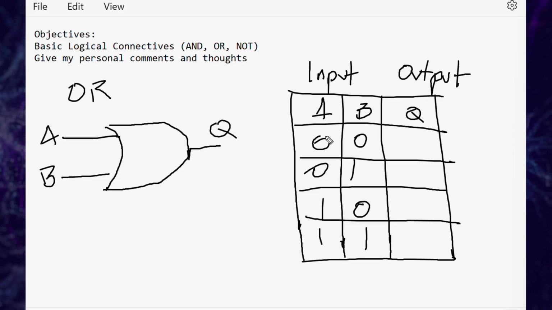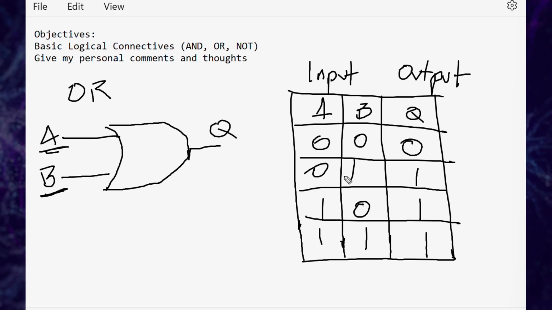If both A and B are 0 or false, the output is false. But if either A or B is true, meaning if one input is true, then no matter whether the other input is true or false, the output will be true. If A is 0 and B is 1, you get the output 1. If A is 1 and B is 0, you still get the output 1. And if both of them are 1, you get the output 1.